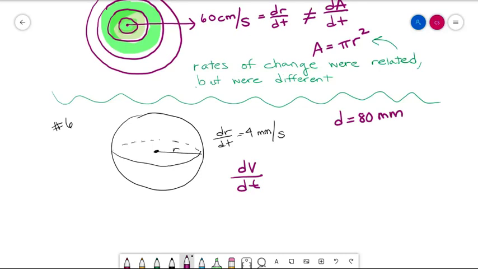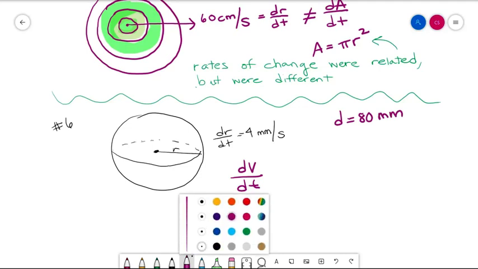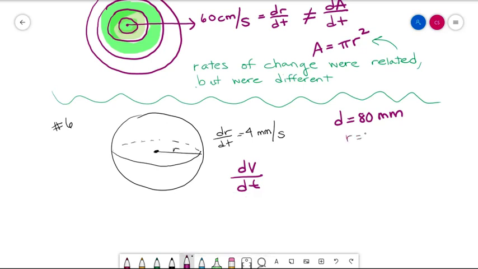All right, and I just want to make everything consistent. Remember, the diameter goes straight across, right? But we've started with radius, so let's just stick with radius. So if the diameter is 80, the radius is half that. So we want to know dv dt when the radius is 40 millimeters. Okay, so this is all the information that problem's given us. So we have to figure out how to find dv dt.